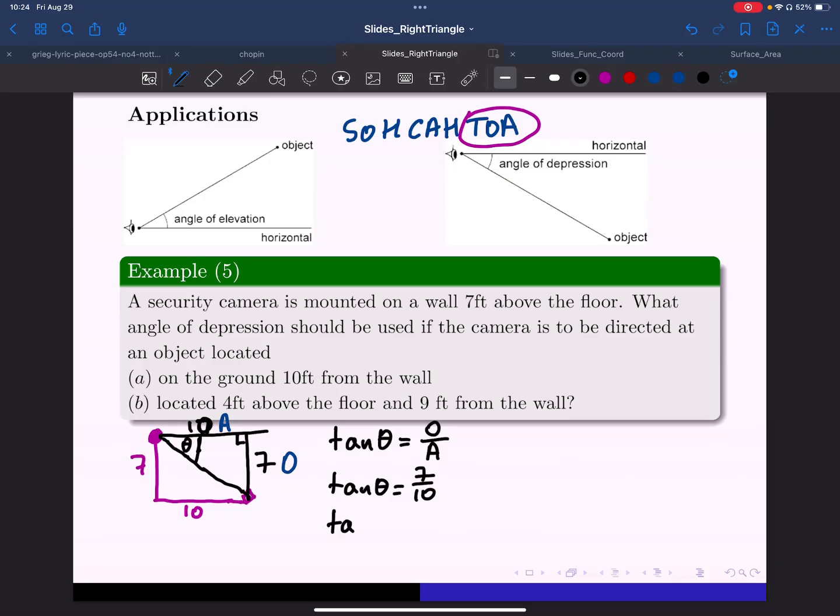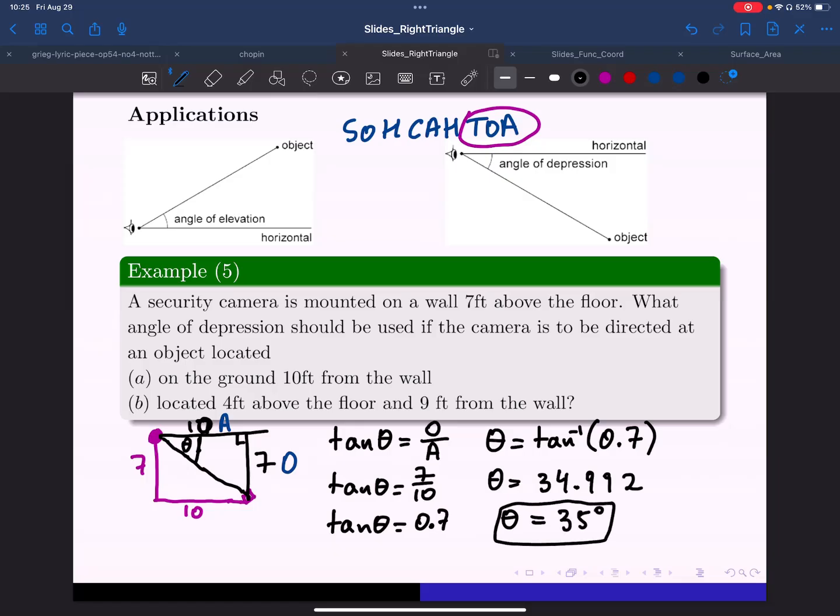So tangent theta is 0.7 if you type this on the calculator. So to find theta, we take tangent inverse of 0.7. And if we type this on the calculator, we should get that theta is equal to 34.992, which gives me the angle of depression, rounded to the whole angle, 35 degrees. So this is part A.